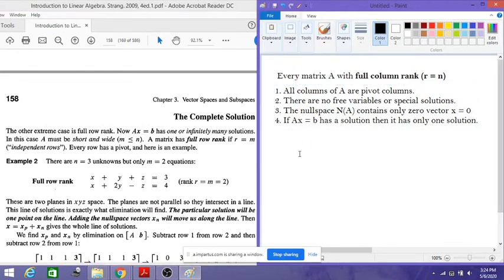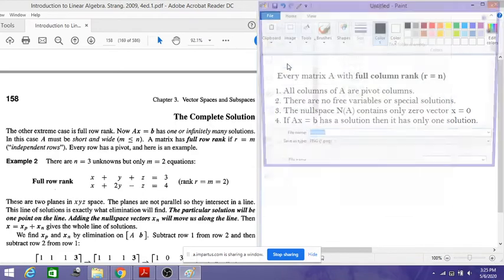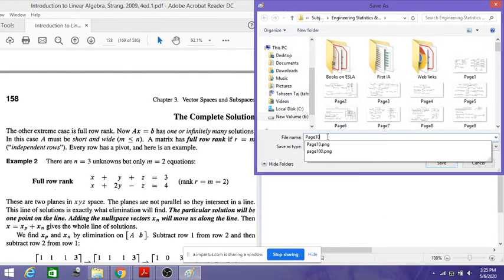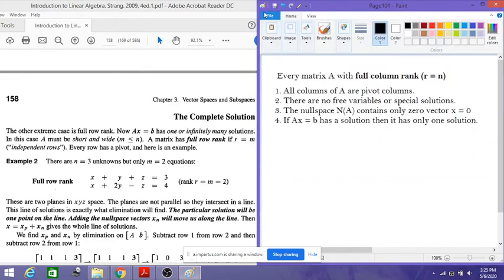So now we will look into another case of the complete solutions where the rank of the matrix is equal to M. It means the number of rows. So let's talk about that. So I'll save this page here.